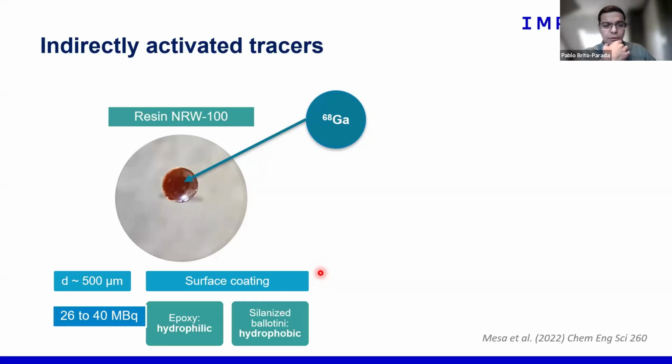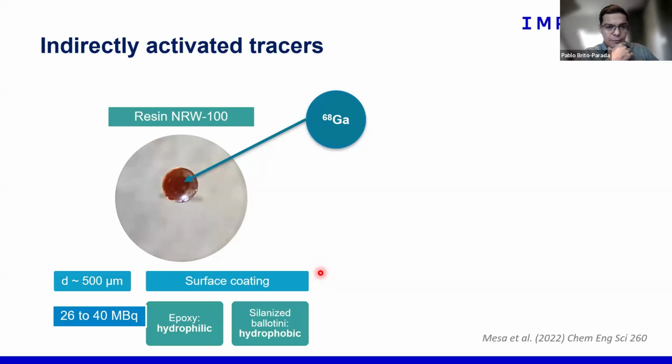The way that we do this for hydrophilic minerals is relatively easy. We have the resin, that is already the tracer, but we cover it with an epoxy at the surface that has hydrophilic properties. So that's already relatively easy. We have a hydrophilic or a gangue particle.